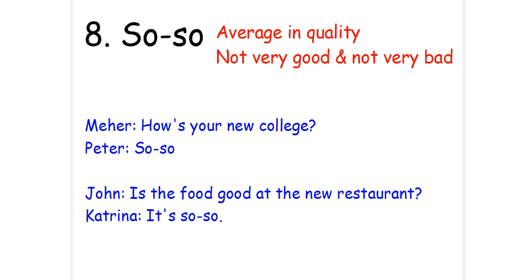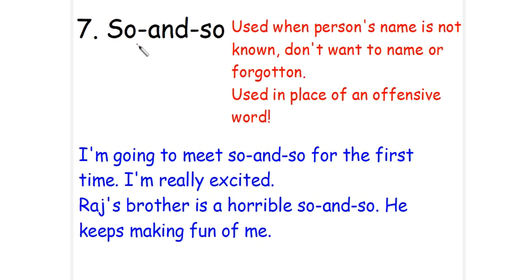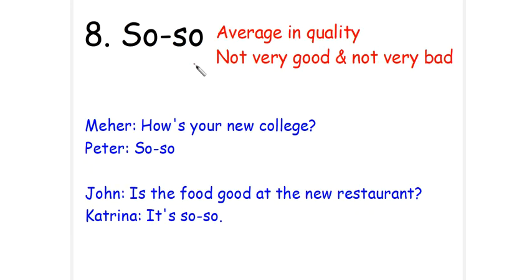So. Now remember, don't confuse it with so and so. So means average in quality. It means not very good and not very bad, sort of in the middle. Okay, how would you use it? If Meher and Peter are speaking to one another, Meher says, how's your new college? Peter could say, so. It means it's not very good and it's not very bad. It's okay.